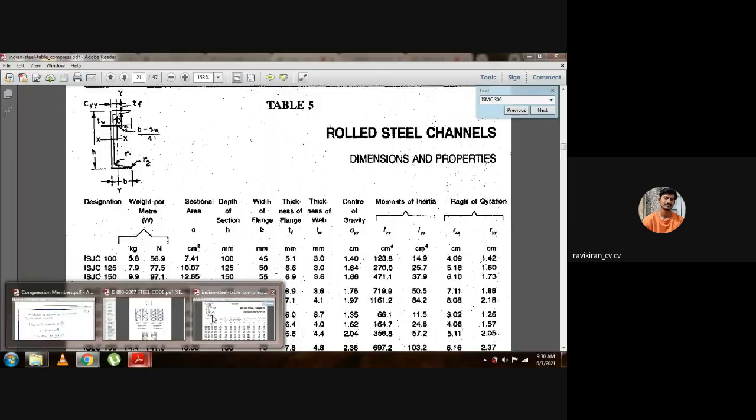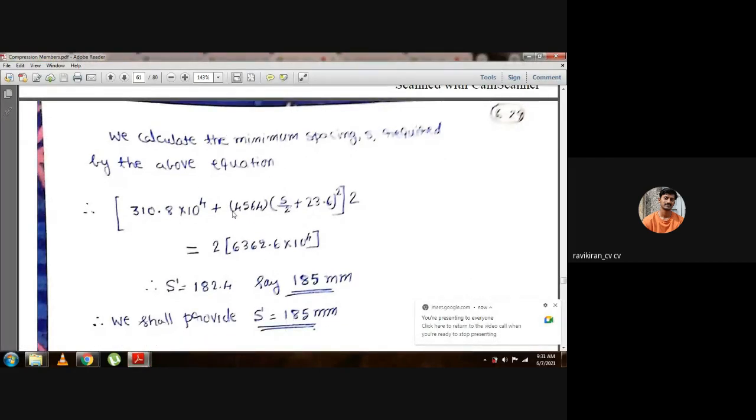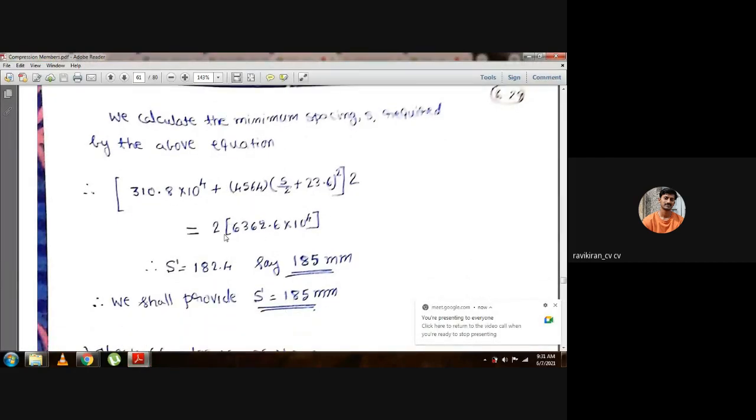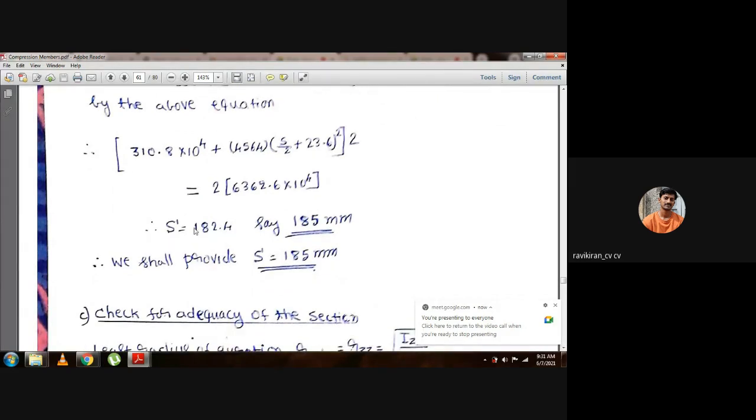Okay, so we are just equating YY with respect to ZZ. If you do that, we are going to get spacing as 182.4. This is in terms of the ZZ direction because two channel sections are there. We just multiplied by 2 for both the sides. This is in terms of the Y direction and this is in terms of the Z direction.